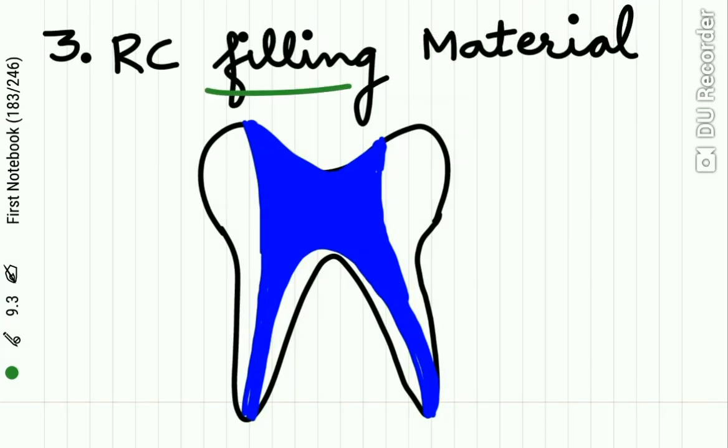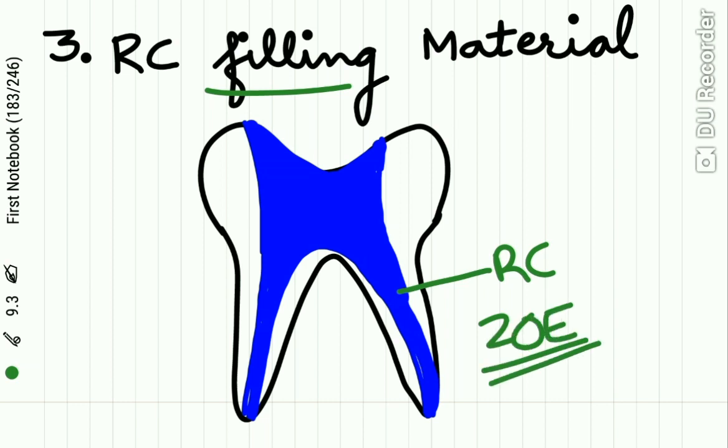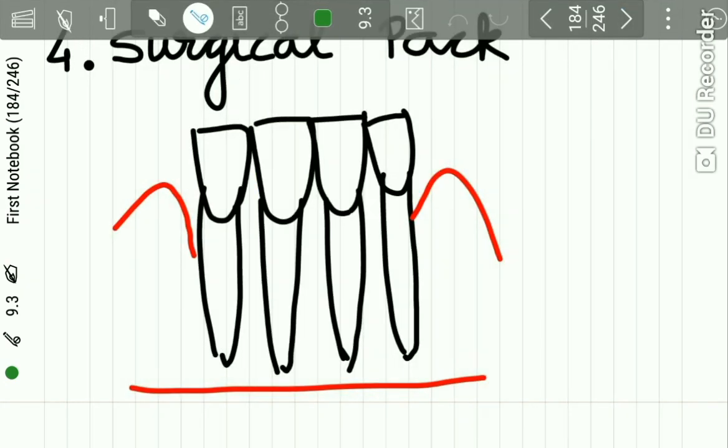Now, the third application is that ZOE paste can be used as an RC filling material. After the root canals of the tooth are cleaned and the biomechanical preparation is finished, these root canals can be filled with ZOE paste and the root canal treatment can be completed. This is one of the important applications.